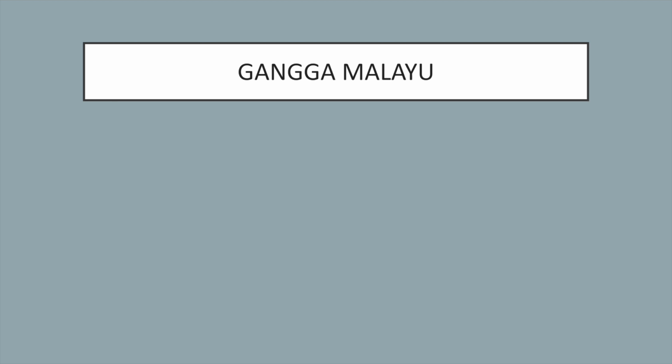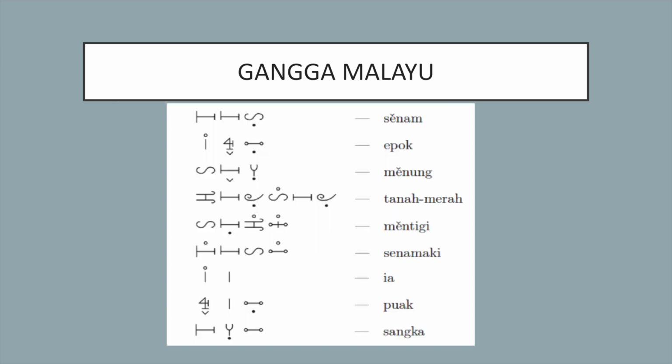The Gangga Malayu puzzle gives a good example of a writing system known as an abugida, which means one where the major symbols represent the consonants in a word, and there are little twists and twiggles on the ends of those major symbols which represent the vowels. Let's have a look at the data.